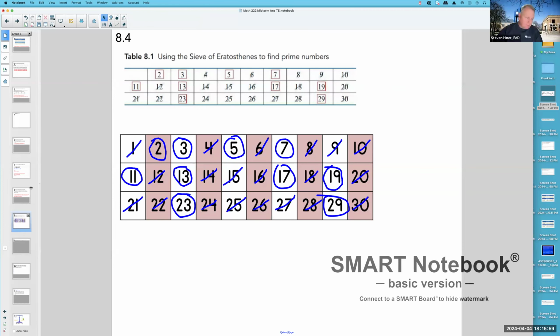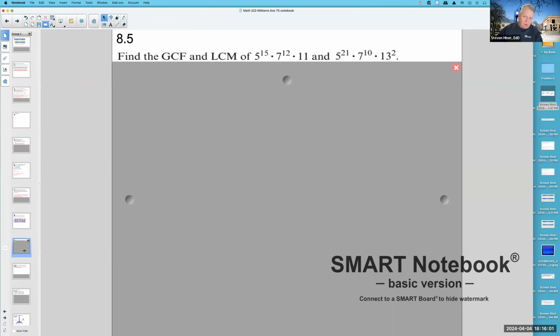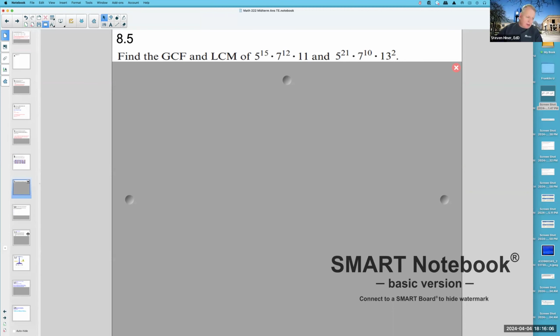This one's a little tricky. And this one was in the book, so this might help you with your homework if you haven't done this one yet. So I'm going to try to explain this one verbally as best possible. Find the GCF and LCM of these very, very big numbers. Okay, it's 5 to the 15th, 7 to the 12th times 11. All of that's one number because it's all multiplied together. And 5 to the 21st, 7 to the 10th, 13 squared.